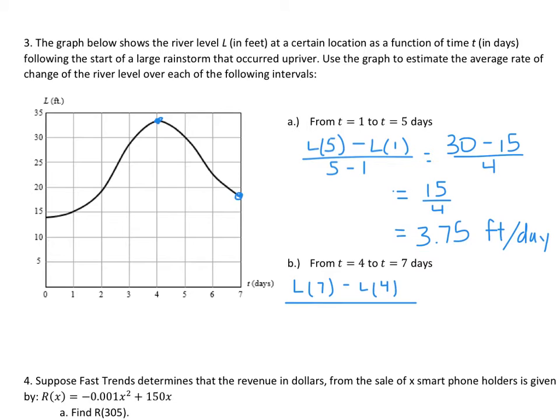So now calculating the average rate of change, we're taking L of 7 minus L of 4 and dividing that by 7 minus 4. So here L of 7 we said was approximately 18, making an estimate based on the graph. And then L of 4 we said was about 33, all divided by 3, which is a negative 15 divided by 3, which is a negative 5 feet per day.